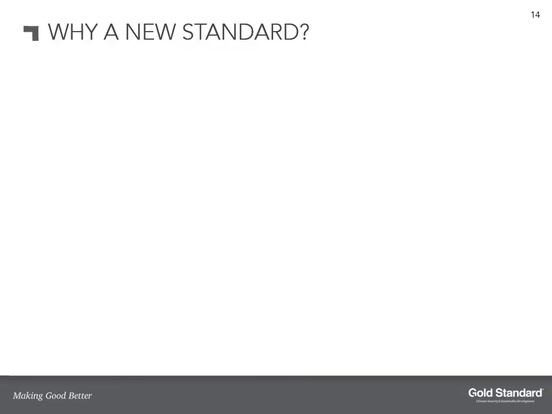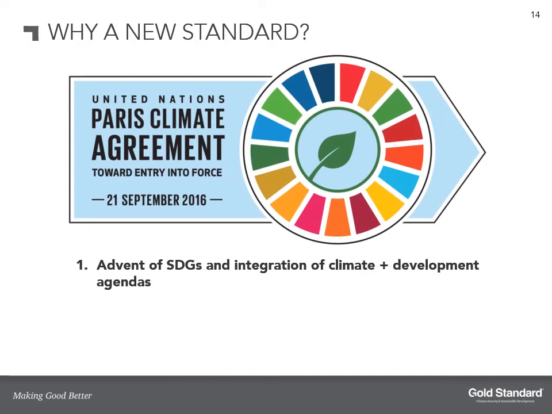With this foundation, we looked at the internal and the external forces that would have implications for our existing standards. The first came at the end of 2015, which was really a validation of our direction, when the Sustainable Development Goals were adopted in September, and in December, the momentous Paris Agreement demonstrated that climate and development indeed are inexorably linked, and that our standard had to serve both agendas equally.